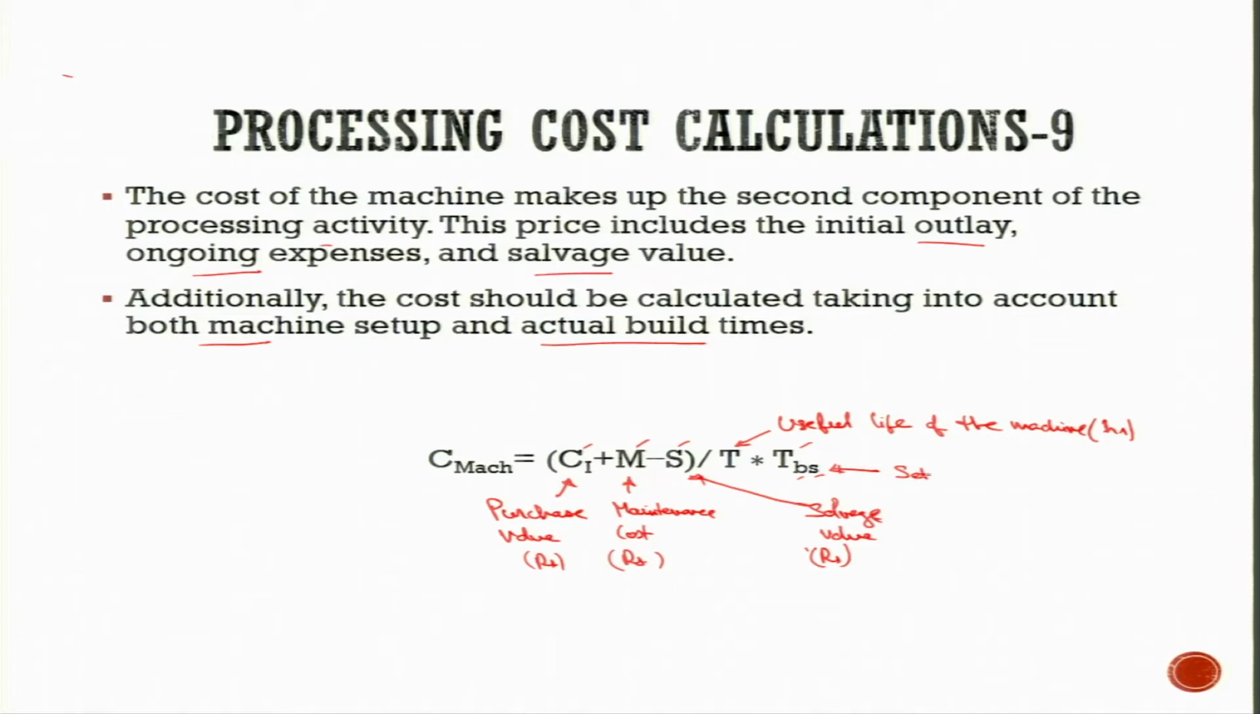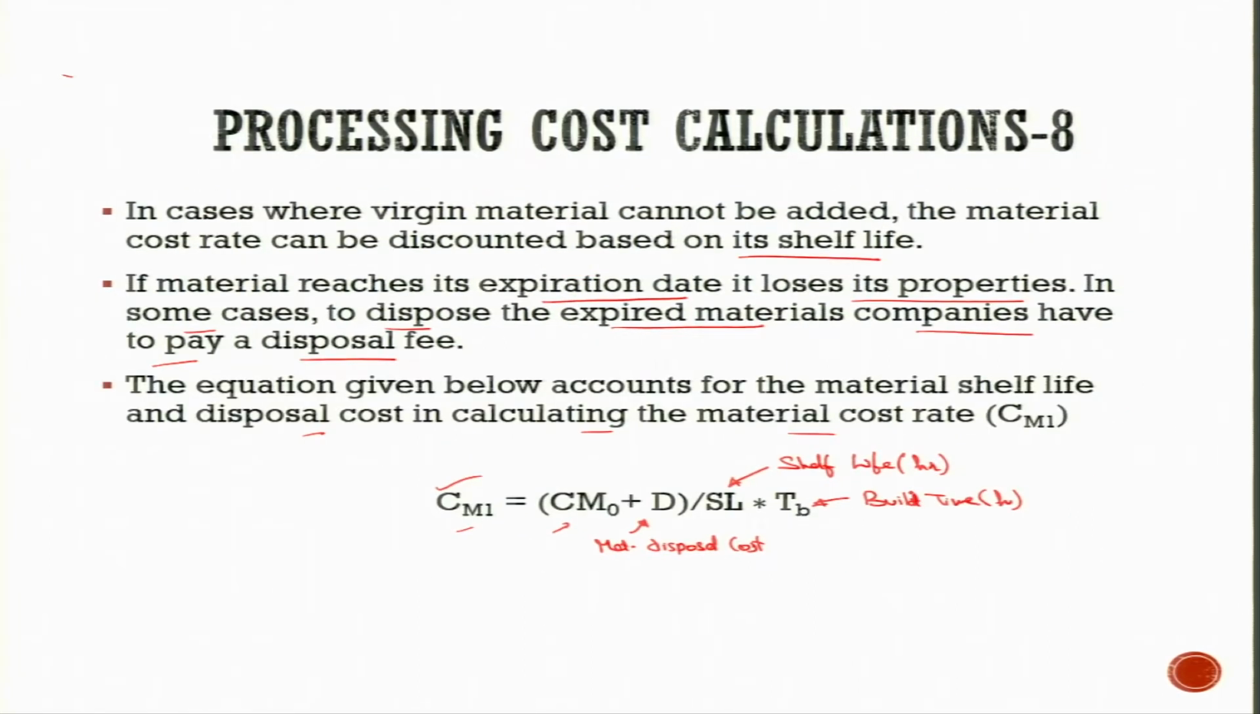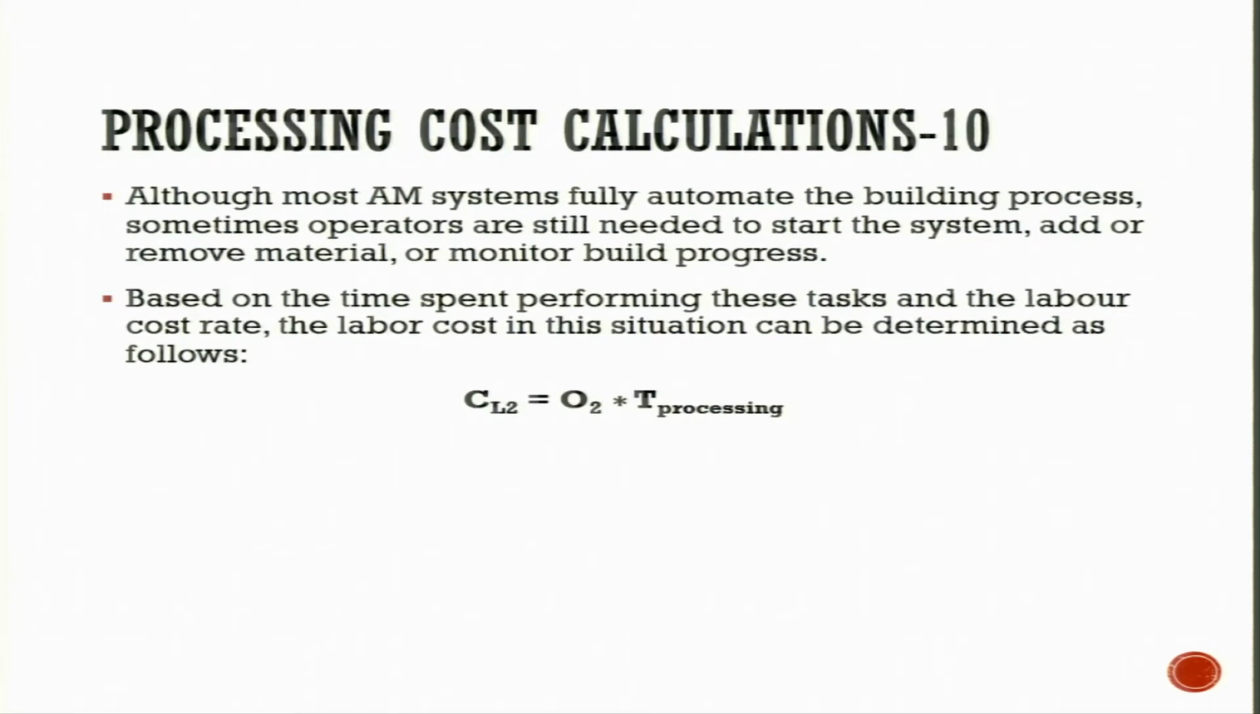This is setup and build time. This is also build time here. So next, the cost calculation is for the labor in the processing. That is again a direct calculation.